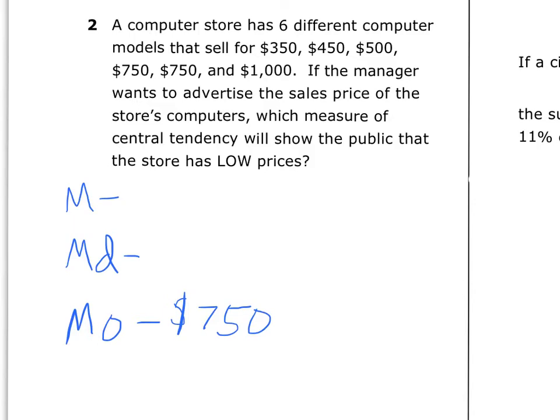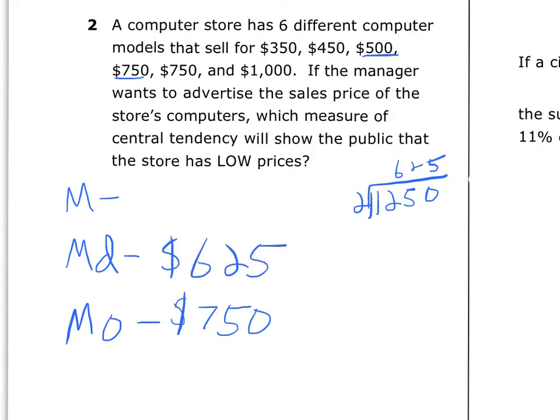They're already in order. 750, and what's the other middle number? 500. Alright, so to find your central tendency, you want to add those together, divide by 2. When I add those together, I'm going to get 1250. 1250 divided by 2 is 625. So we've got 625. Now, the last one is mean.